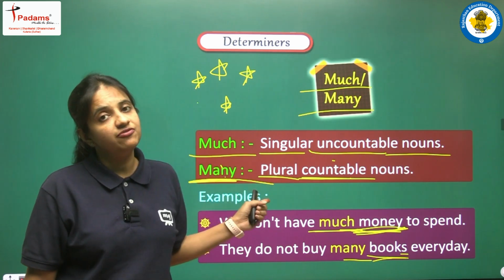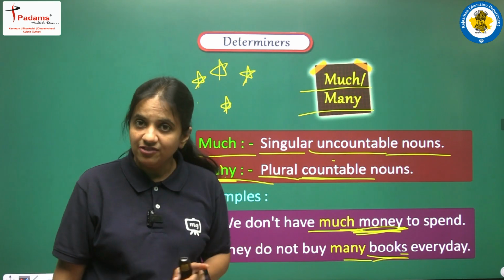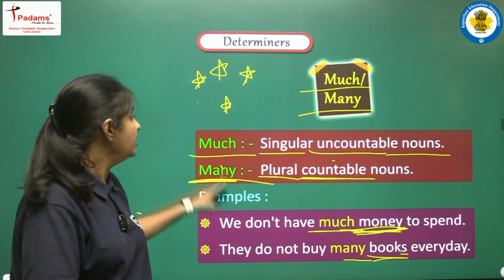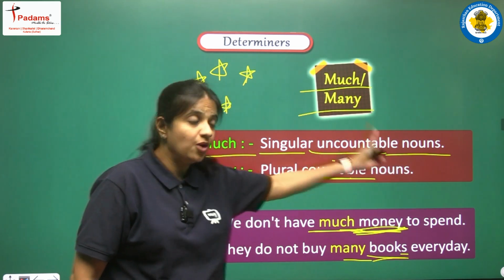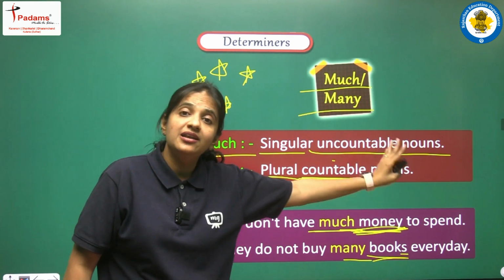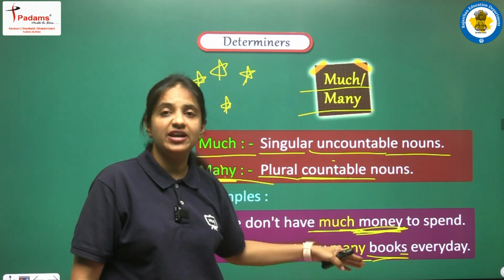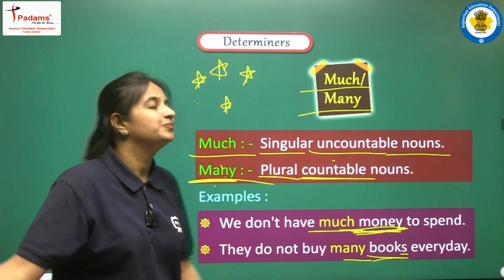Just learn this difference and just be very careful regarding this difference. Again I am repeating one more time, listen very carefully. Much is used for singular and uncountable noun. Many is used for plural countable noun. We have seen the examples, we have discussed all the terms. Okay, all right.